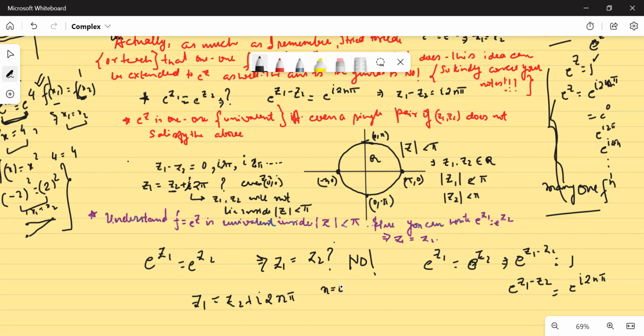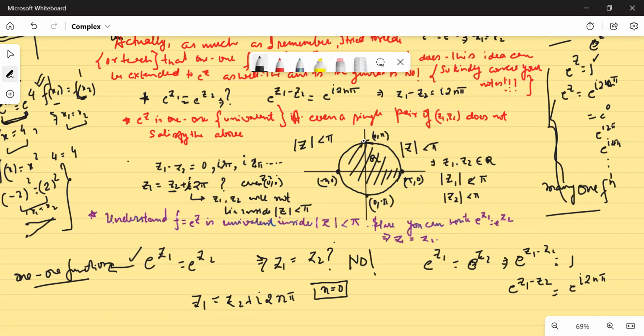It happens that if n equals 0, then z1 equals z2. So probably in a region R, this particular e raised to power z can be a one-one function, but not in general. So one such region I have constructed for you. Let's see if I just take this region, that is mod z less than pi. So if I just take mod z less than pi, my x-axis maximum I can go is pi.